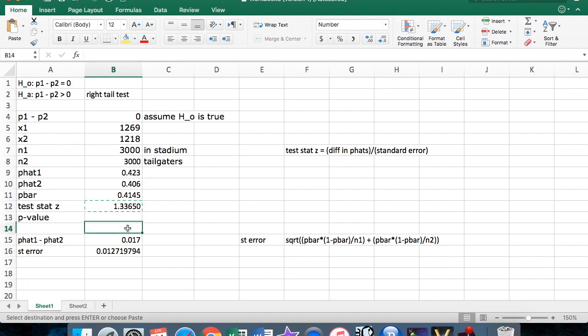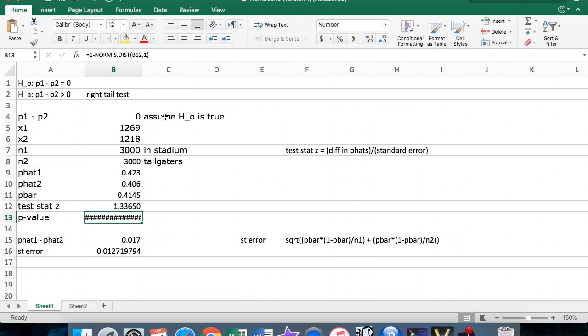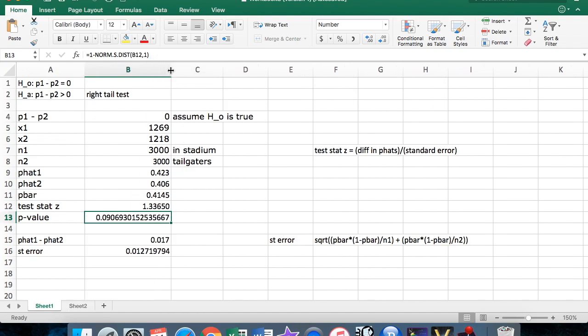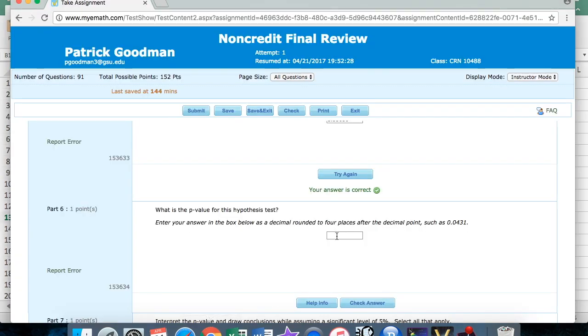P-value now. Yep, need our p-value. So what am I going to do? Well, it's a norm because it's a proportion, so it's always norm. So z, and then it is 1. Now be careful, it is a right-tailed test, so we've got to do 1 minus norm, right? Ooh, it's too big, so we've got to make it a little larger. Dang, didn't need that much. Okay, so just remember when you see all those number signs, that just means that your cell isn't long enough.